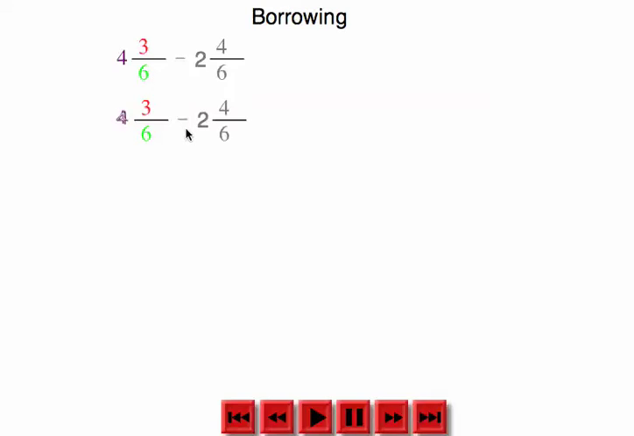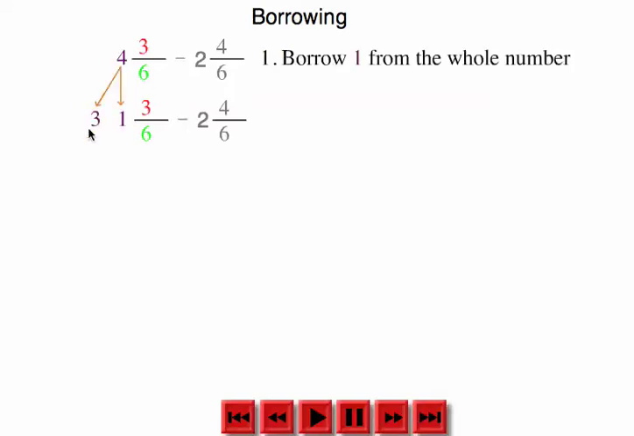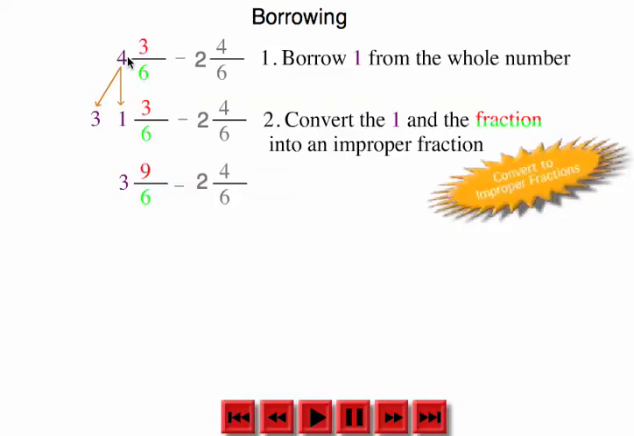So first thing is, let's look at it. What we do is we subtract 1 from the whole number, and we change the 4 into 3 and 1, right? So I'm converting my 1 and 3/6 into an improper fraction. So 6 times 1 is 6, plus 3 is 9. So we have 9/6. So 3 and 9/6.